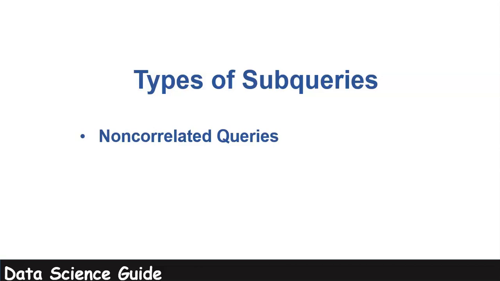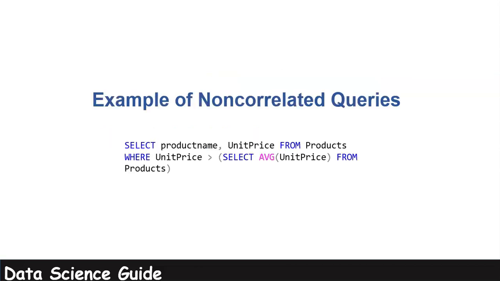And when we say non-correlated queries, that means the query inside isn't correlated with the query outside. So let's understand what I mean from this example. Here I'm saying select product name, unit price from products. And I'm giving this condition where unit price is greater than, and here between two parentheses I have another query. We call this query a subquery.